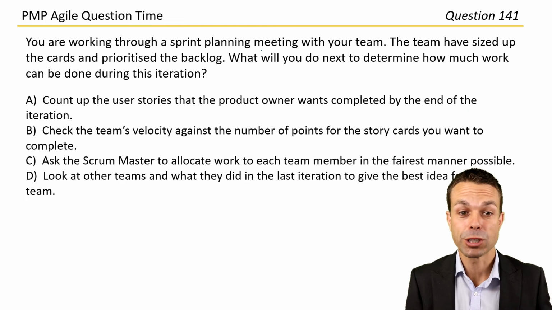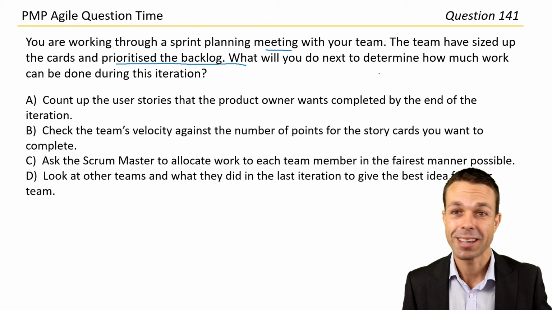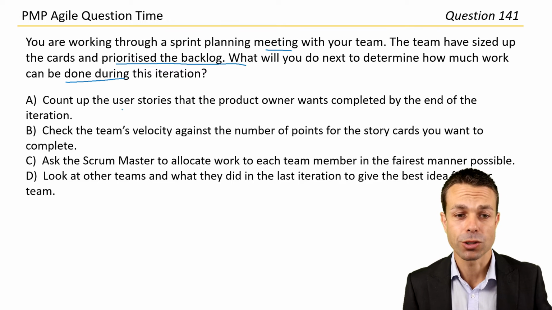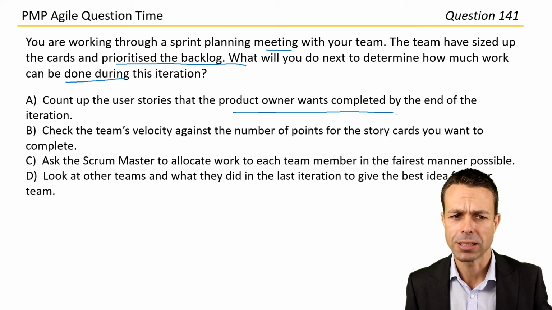You're working through a sprint planning meeting with your team. The team have sized up the cards and prioritized the backlog. What will you do next to determine how much work can be done during this iteration? Oh, this is good. Count up the user stories that the product owner wants completed by the end of the iteration.